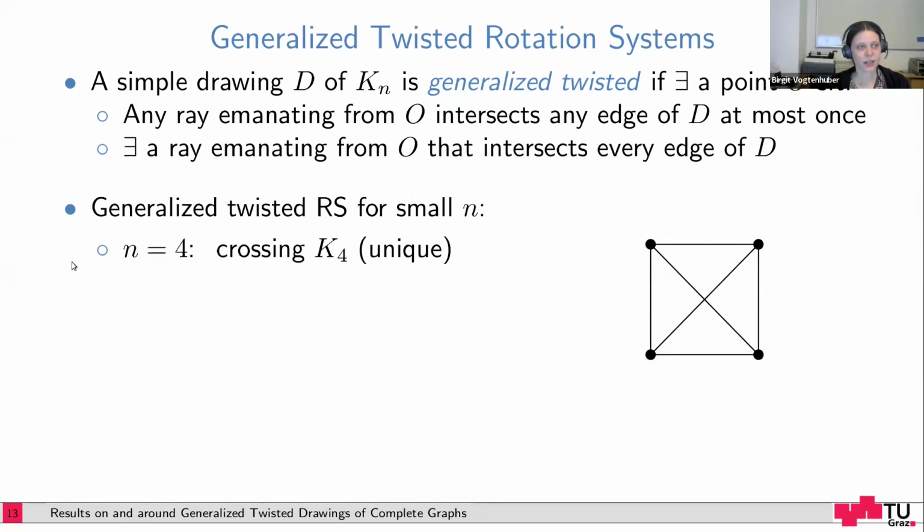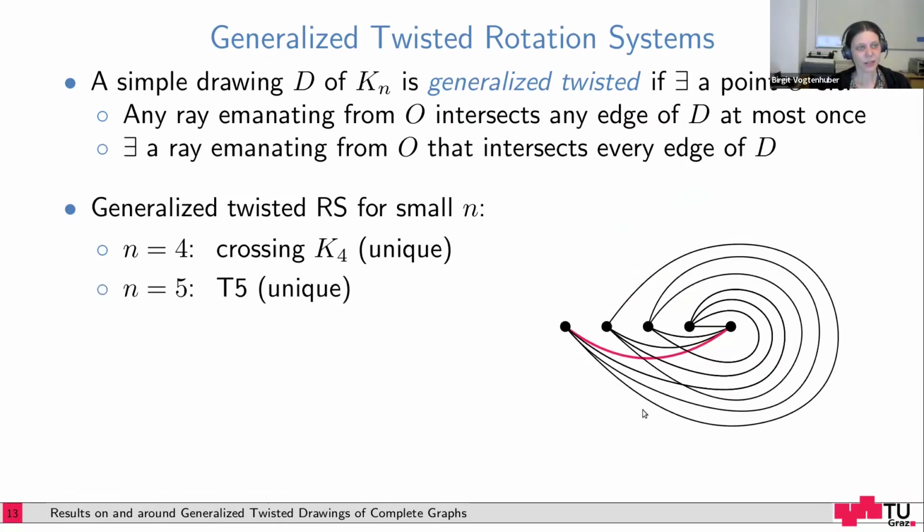If we look at generalized twisted drawings for small cardinalities of n, for few vertices, then for n equal 4, there is exactly 1. That's the crossing K4. And here would be 2 examples of antipodal cells and curves for those cells. So we see that essentially the drawing is very symmetric. It's going to be 2 opposite triangular cells of the K4.